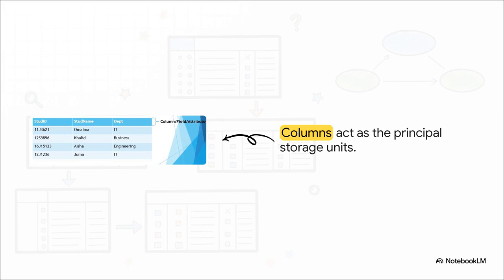Now, looking at the vertical structure of that housing unit, we find columns, fields, or attributes. These really act as the principal storage units of our table. Whether it's a student ID, a student name, or a department, these columns are the defining categories. They tell us exactly what kind of information is allowed to live in this particular vertical slice of our database.